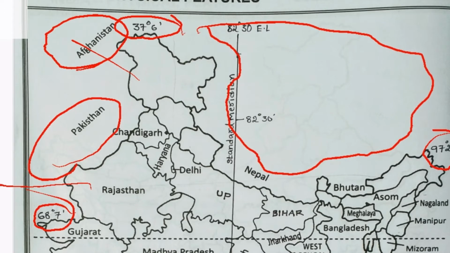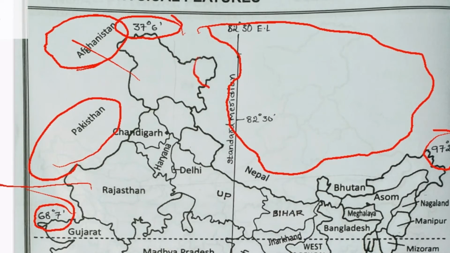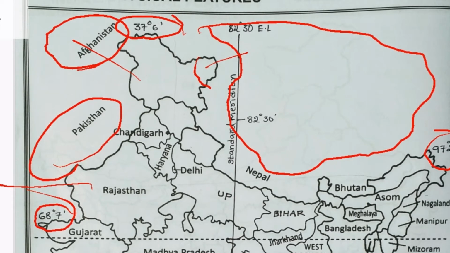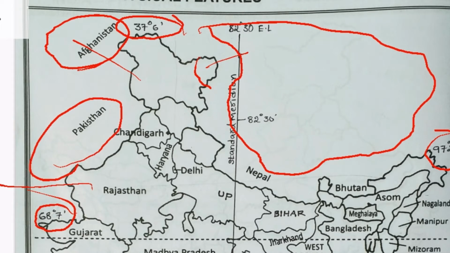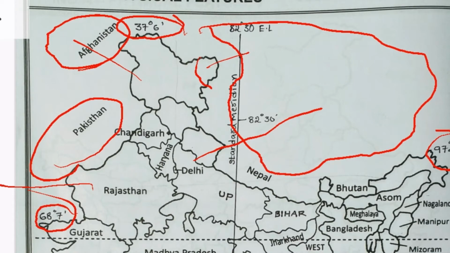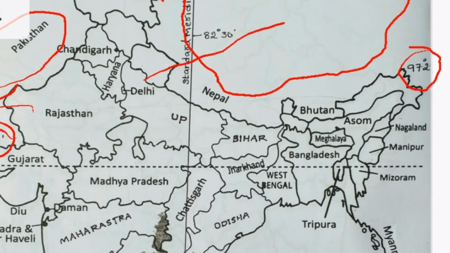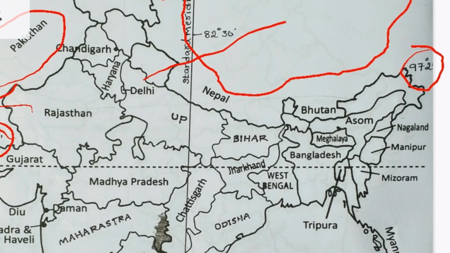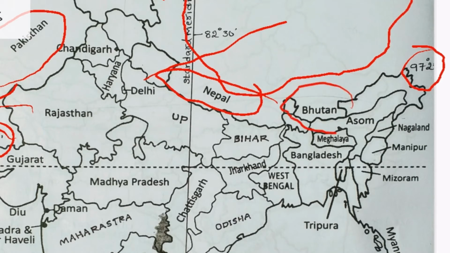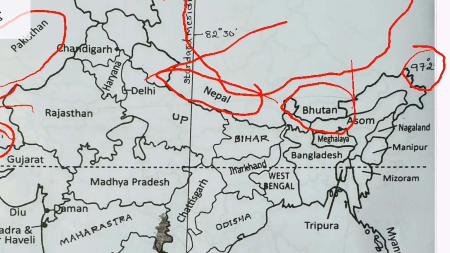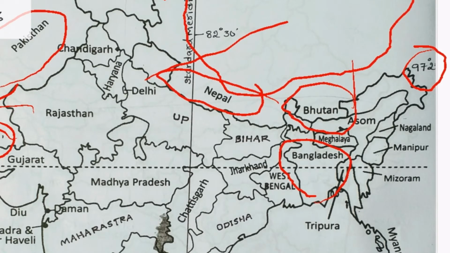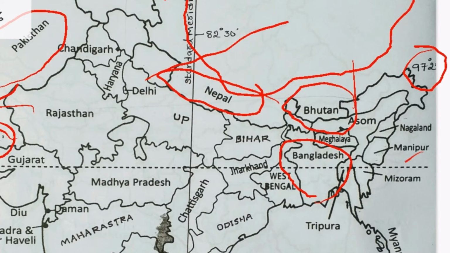China has already acquired part of our Jammu Kashmir. So China is located on the north side of India as well as the northeast side of India. Okay, and here Bhutan. Here is a Himalayan country, that is Nepal, and also Bhutan, the small country, our neighbor country, and here Bangladesh, and here on the east side, Myanmar is located on the east side of India.